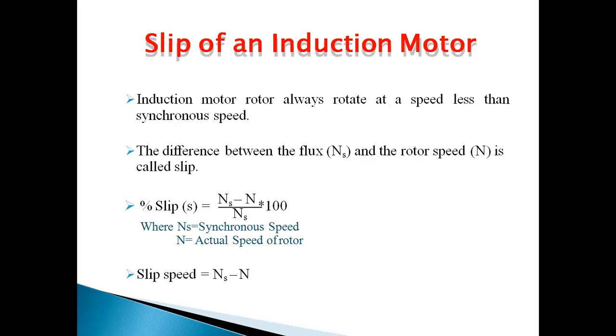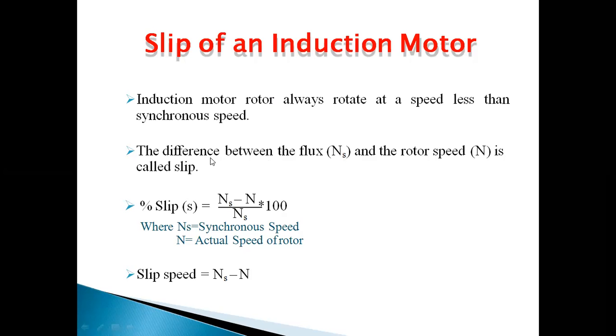The induction motor rotor always rotates at a speed less than synchronous speed. This is very important. You will get this question in numericals and in MCQs also: the induction motor rotor always rotates at a speed that is greater than, equal to, or less than synchronous speed. So remember, always, the speed of the induction motor rotor, capital N, will always be less as compared to Ns, which means N will be less than synchronous speed.